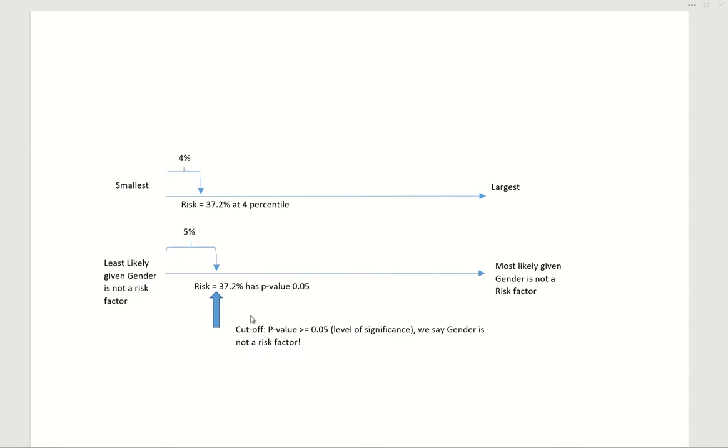So similarly, we need to have some sort of cutoff if we have to have a definitive answer to whether gender is a risk factor or not. Conventionally, in statistics, the cutoff is 0.05, which is also known as the level of significance. So if the p-value is greater than or equal to 0.05, the cutoff, we would say gender is not a risk factor. So if we follow this convention, our conclusion based on the p-value of 0.05 associated with this 37.2%, our conclusion would be gender is not a risk factor, which is the opposite of our first impression.